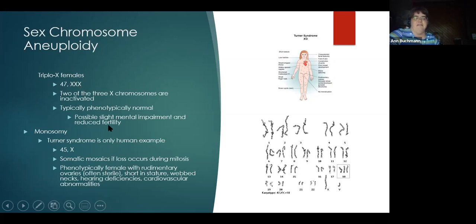They may have slightly reduced fertility. They may have a slight mental retardation, but it might not even be noticeable. And again, you might not know that you have this unless you've had your genes sequenced, or you've had a reason to go into the doctor for fertility treatments and they look at your genetic code.